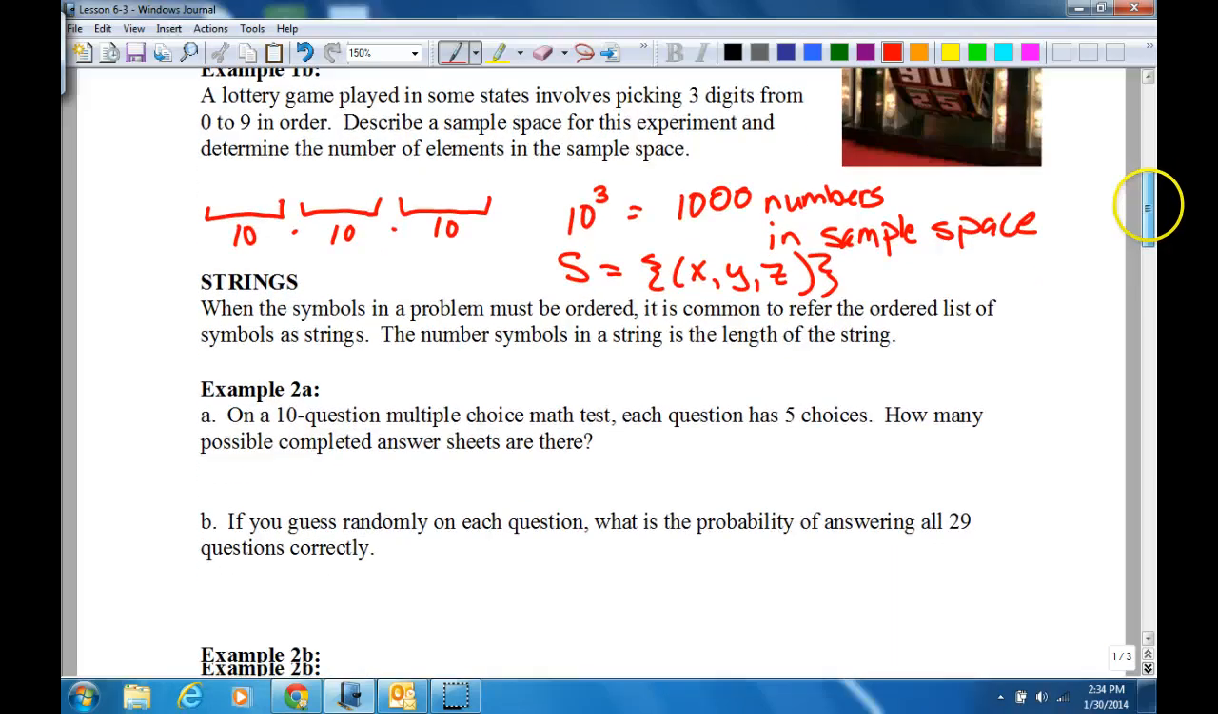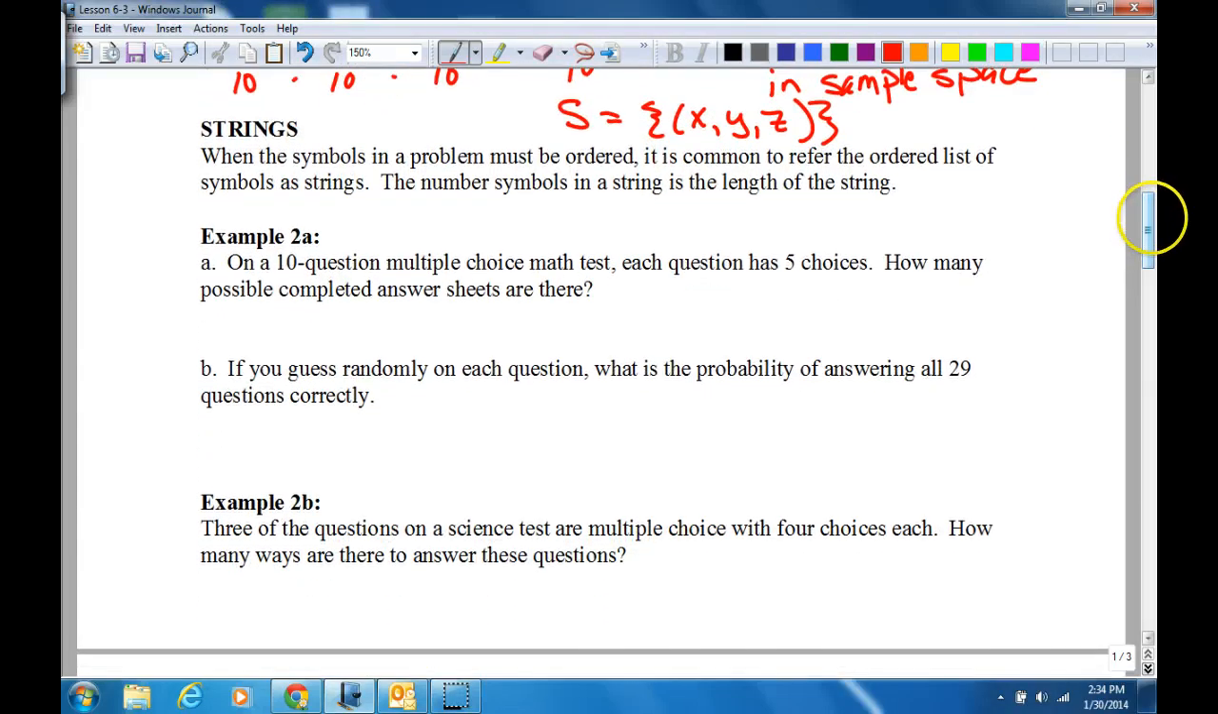Okay, strings. We're not talking about yarn here. We are talking about numbers. It says when the symbols in a problem must be ordered, it is common to refer to the order of the list of the symbols as strings. The number of symbols in the string is the length of the string. Okay? Example. On a 10-question multiple choice math test, each question has 5 choices. How many possible completed answer sheets are there?